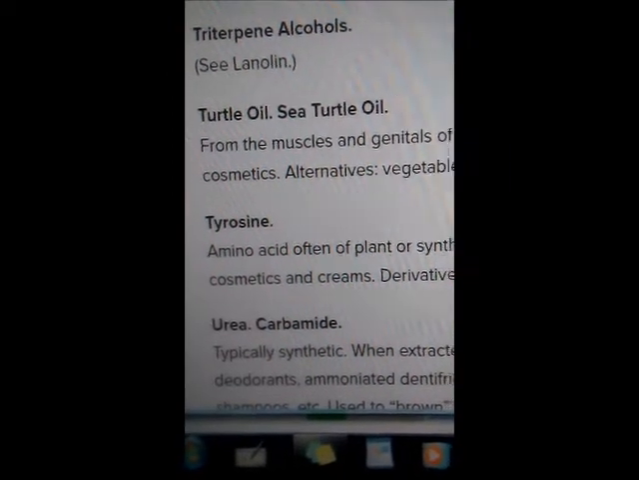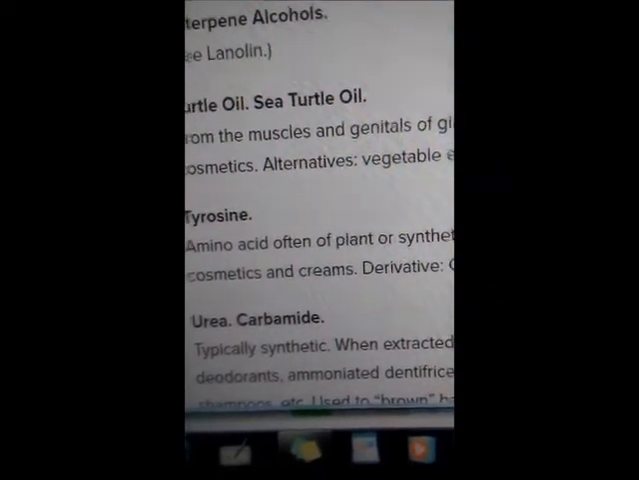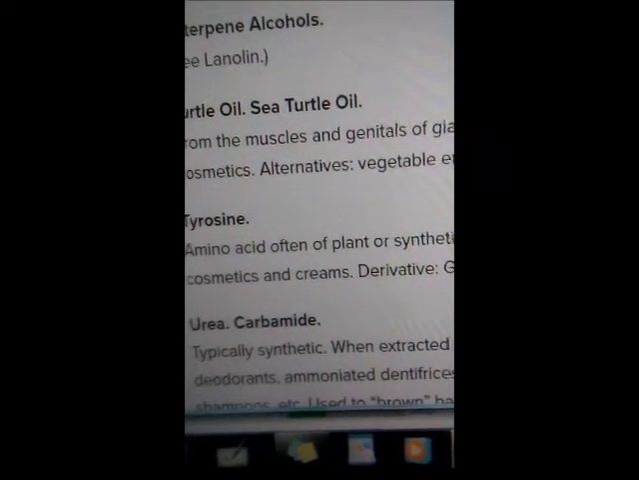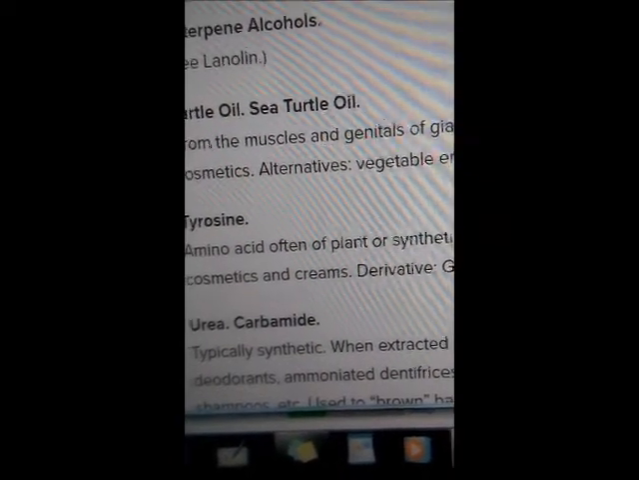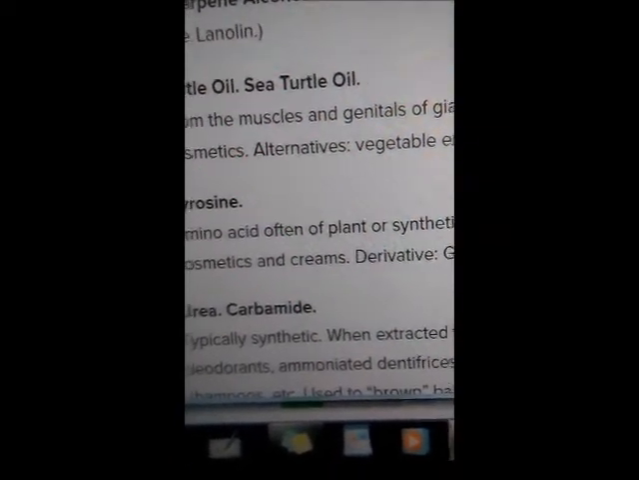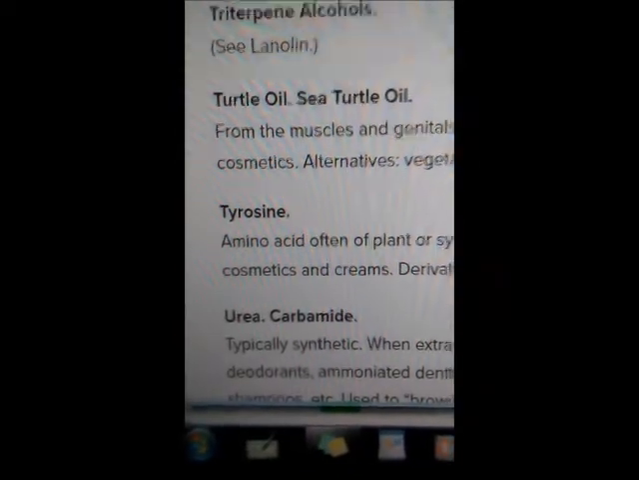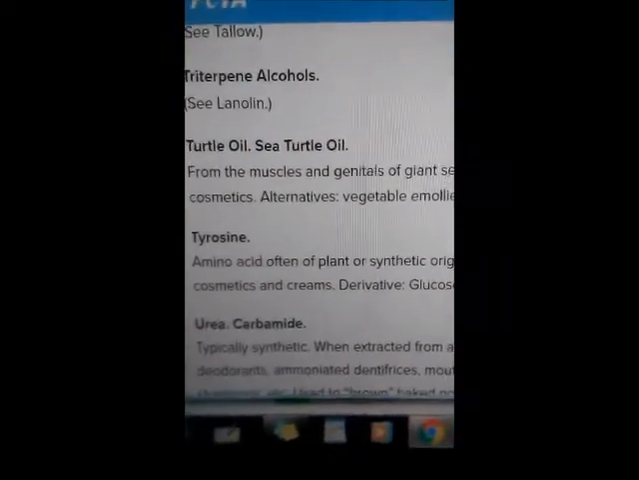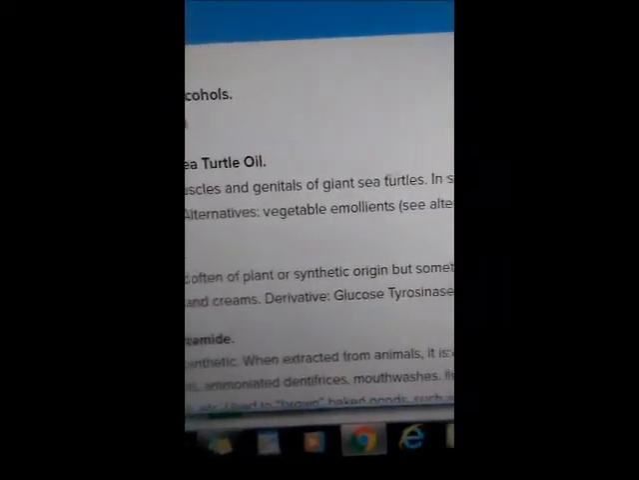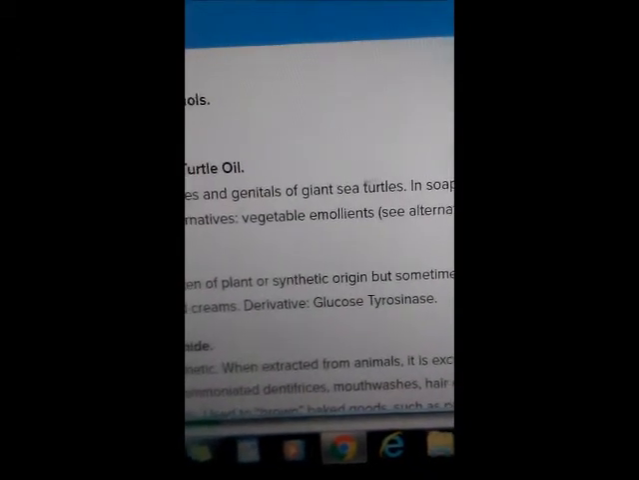You got turtle oil, sea turtle oil. Shh. My baby is eating a cantaloupe, so please excuse her and the noise in the background. Okay, so we got turtle oil, sea turtle, from the muscles and genitals of giant sea turtles, in soaps, skin creams, nail creams.